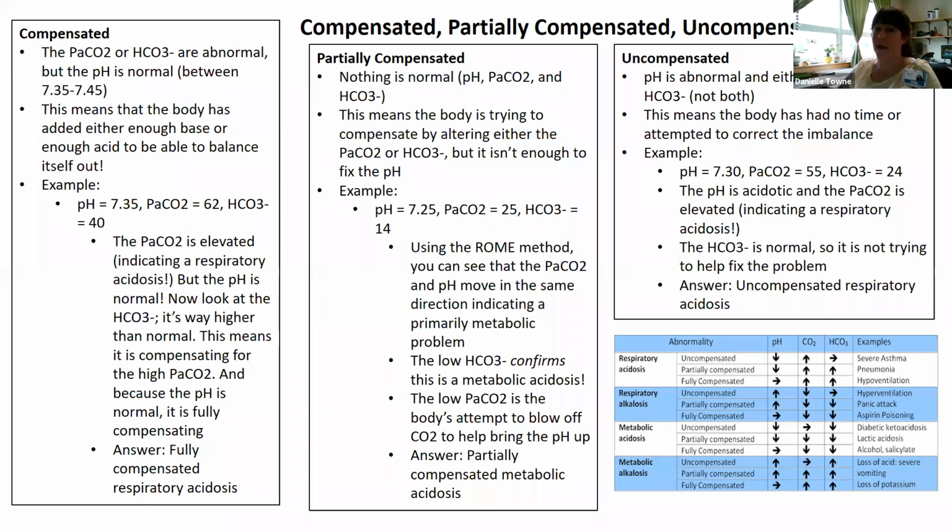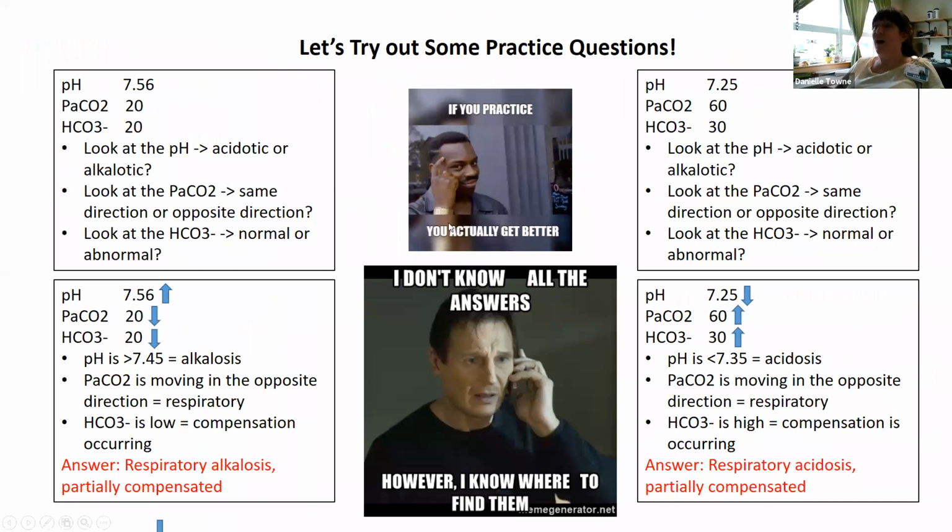Okay, let's do some practice ones. So start on the top left, and you can see the answer on the bottom. So try to do it without looking at the answer first if you can. But pH, 7.56. Okay, so that's high. All right. Our PCO2 is 20. That's low. And our bicarb is 20. That's low. Okay, so doing our step one, we see that our pH, because it's high, is alkalotic. So we know that our problem is going to be an alkalosis.